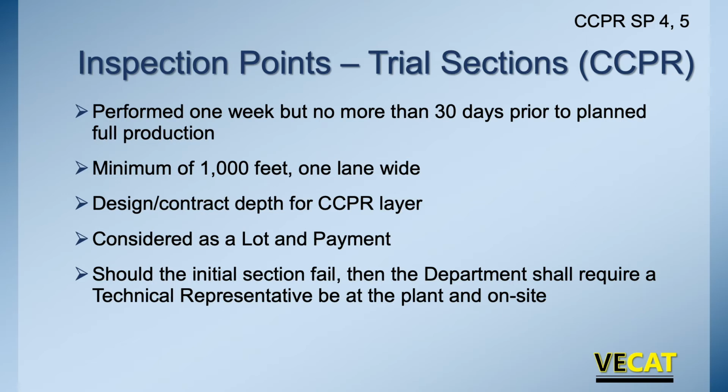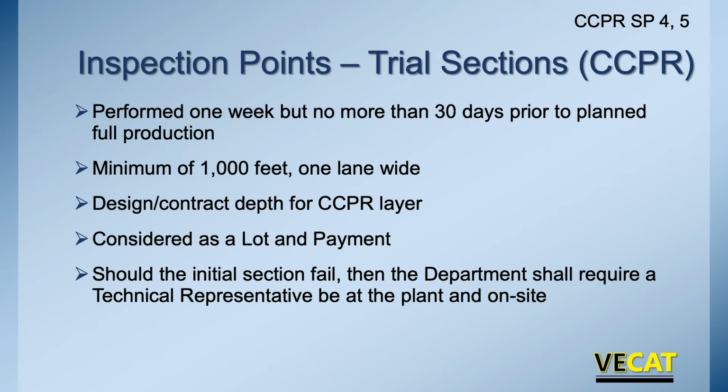So let's talk some specific inspection points for when we're doing a trial section with CCPR. One, we're doing it a week to no more than 30 days before we plan on going to full production, because we want to make sure that the entire process and the materials themselves all pass spec. We're doing a minimum of 1,000 feet. So this is bringing material out in dump trucks. We're putting it in a paver. We're paving it. We're compacting it. So we want to go 1,000 feet or so, 1 lane wide, to make sure we get compaction.